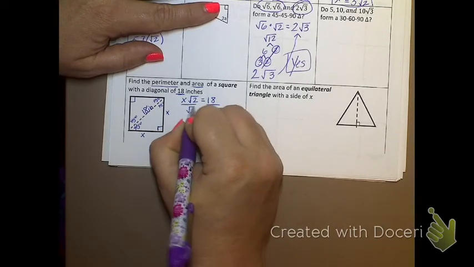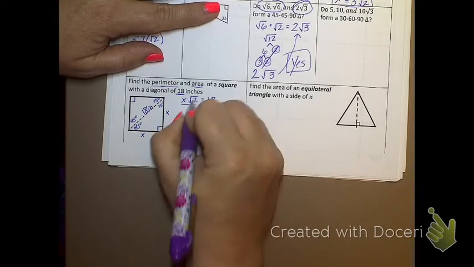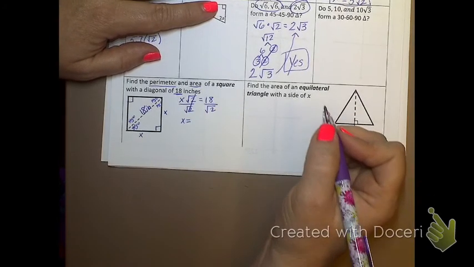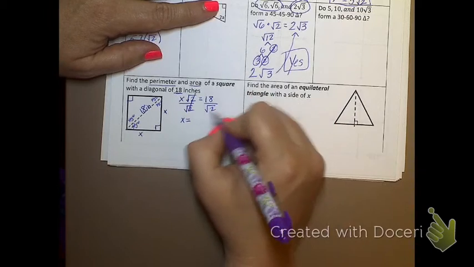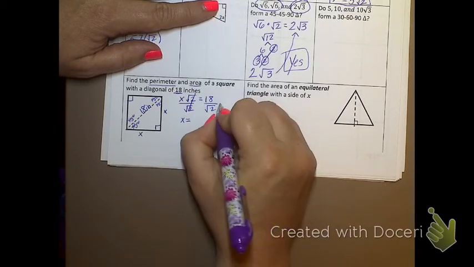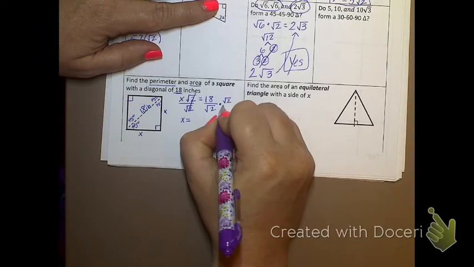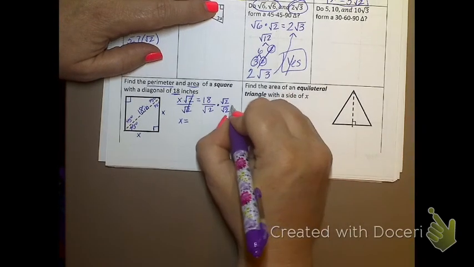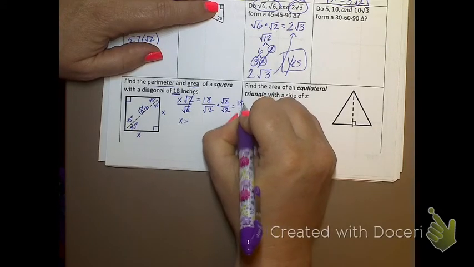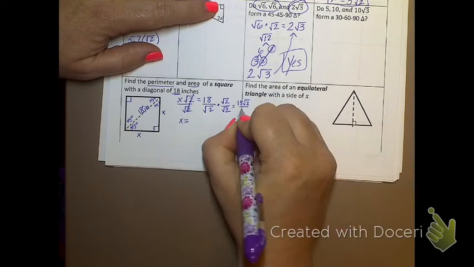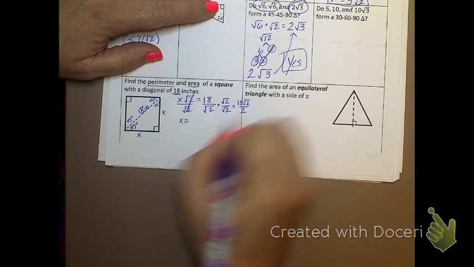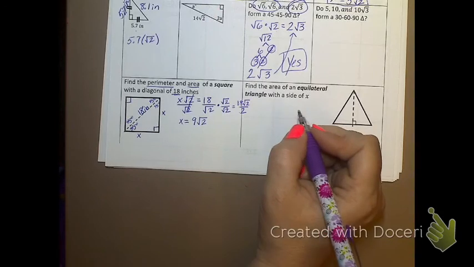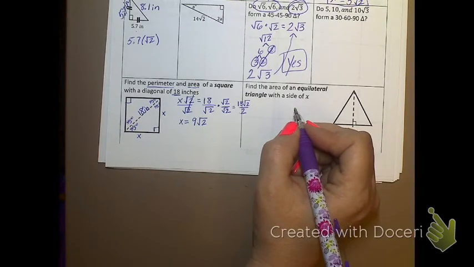Divide by radical 2. So x equals, now 18 over radical 2 is an issue, isn't it? How do I get that radical 2 off the bottom? Multiply by radical 2 over radical 2. What does that give me? 18 radical 2 over what? 2? What does that simplify to? 9 radical 2. So the length of each side of that square is 9 radical 2.